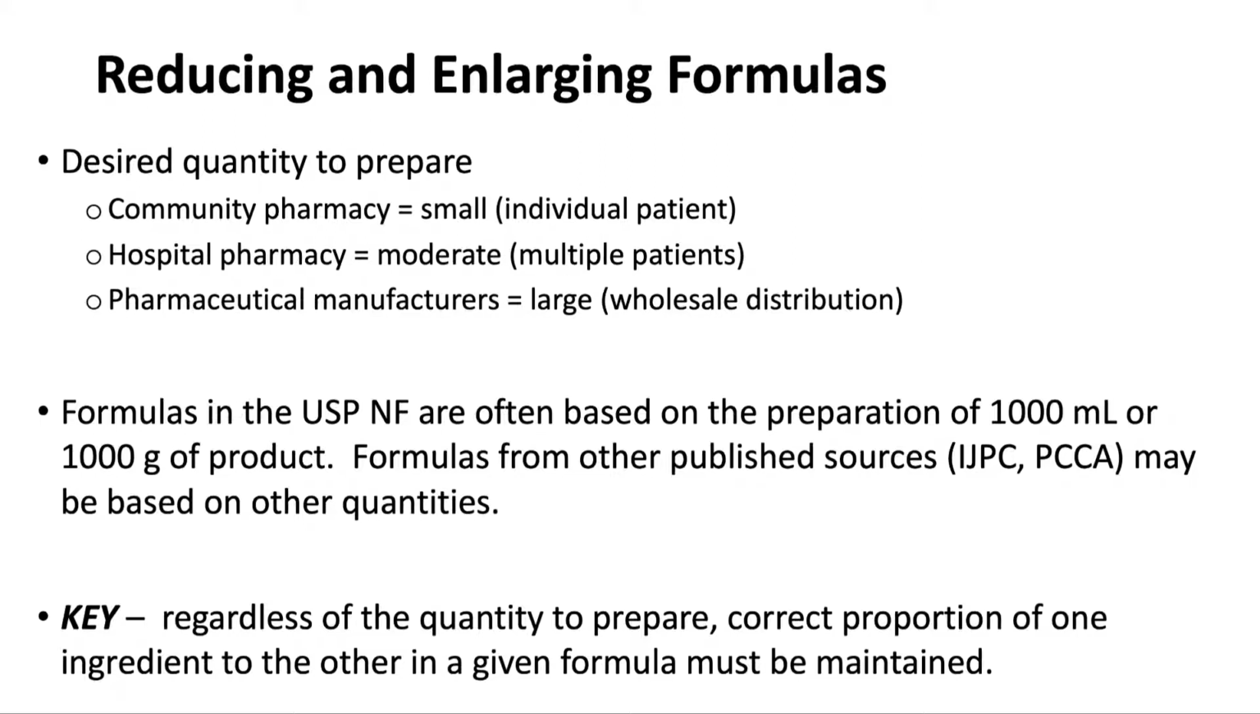Okay, so the point being that regardless of where you practice, oftentimes the formula or the recipe that you have to compound your specific product is not going to be for the exact amount that you may want to prepare for this particular batch. So therefore, you must be able to adjust it. And again, the key message is that regardless of the quantity to prepare, the correct proportions of one ingredient to the other in the given formula must be maintained. So even though you need to make more of it or maybe less of it, the relative amounts of one ingredient to the other ingredient, meaning the proportions, must be maintained as you scale the recipe either up or down.